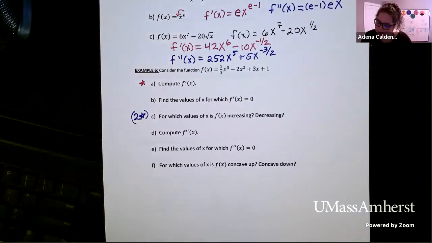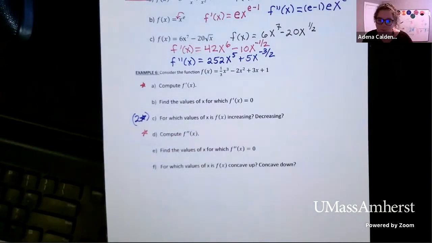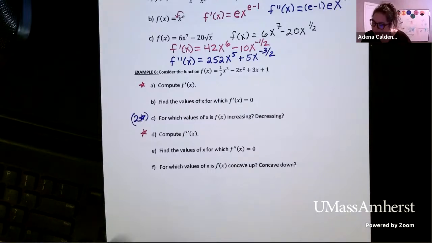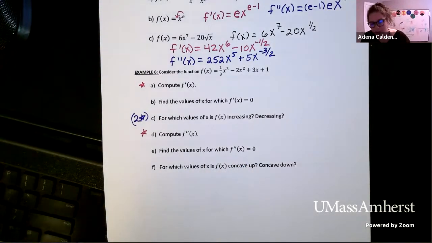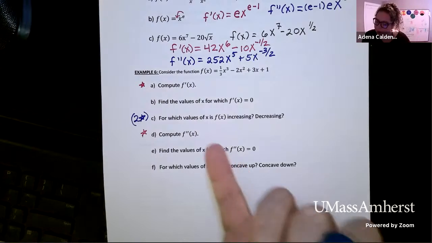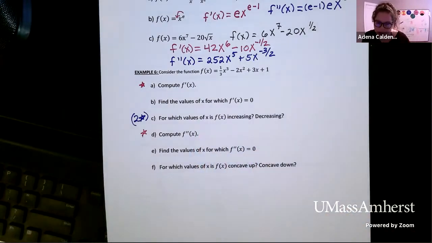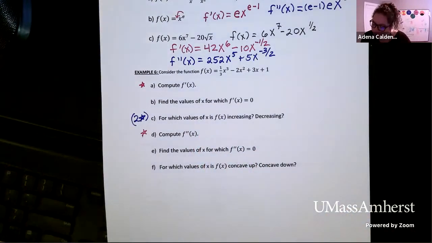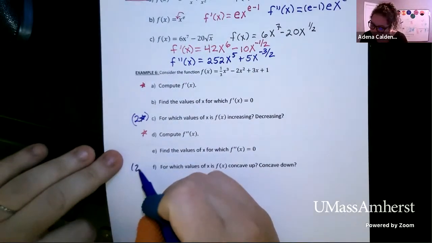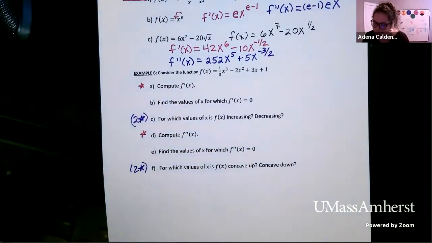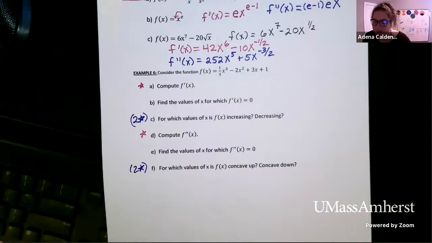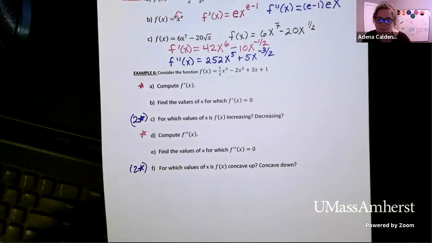Then you're going to compute the second derivative. That's what we were doing today. Find the values for which the second derivative equals 0. That's algebra. We're going to set this function equal to 0 and solve. And then we want to link it to the concavity, which is what we did last time, where we talked about how the concavity is related to the second derivative. So that links back to chapter 2.